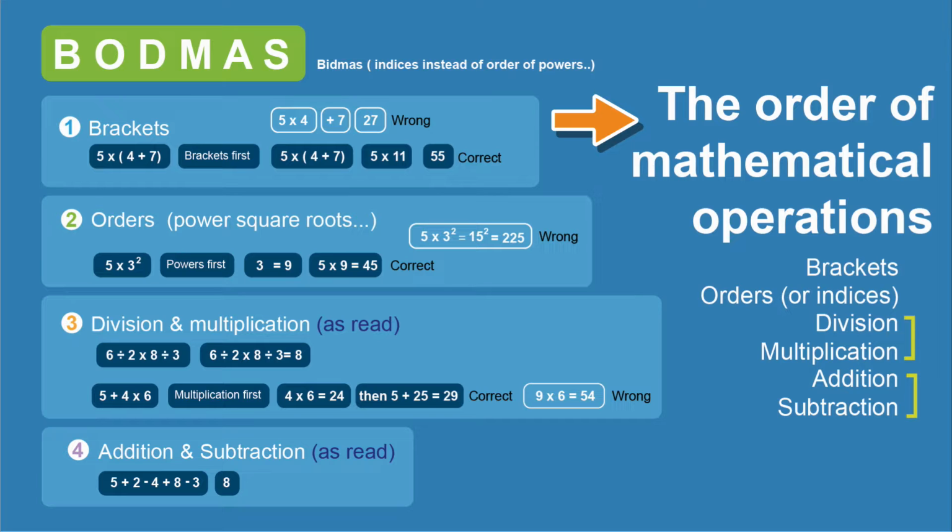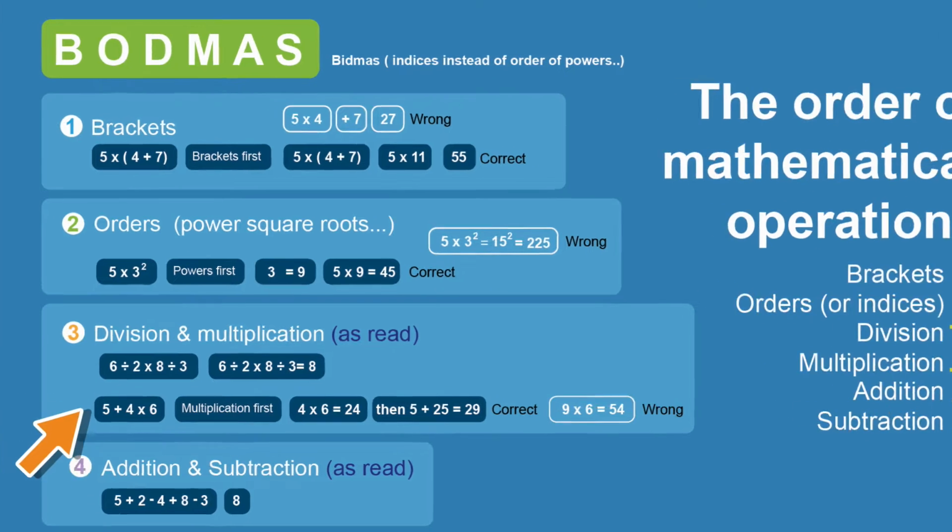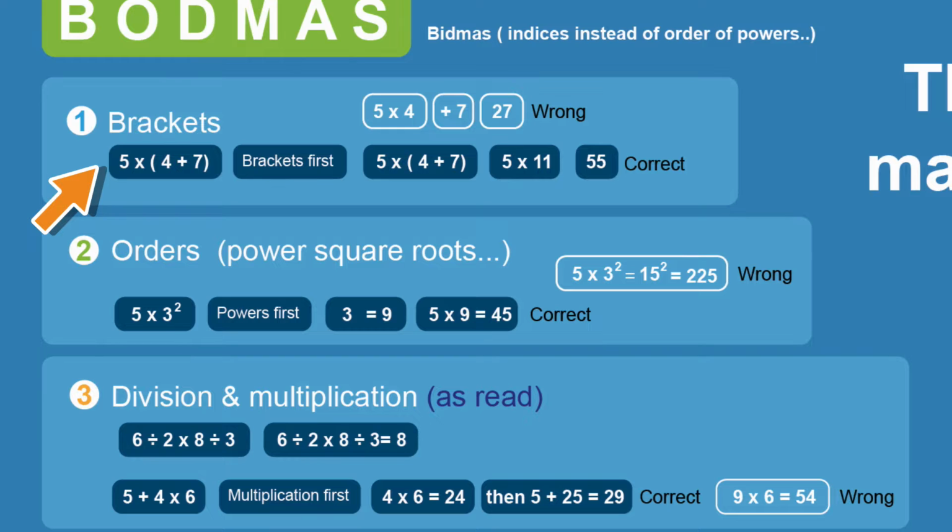Another basic rule is known as BODMAS. It's an acronym to help you to remember the order of mathematical operations. It stands for brackets, orders or indices, division, multiplication, addition, and subtraction. So you would work out the brackets first, then you would do the orders or indices, then you would work out division or multiplication, and then you would work out addition or subtraction. So in the first example, 4 plus 7 in brackets, and that's times by 5. And that's the way you would work it out.